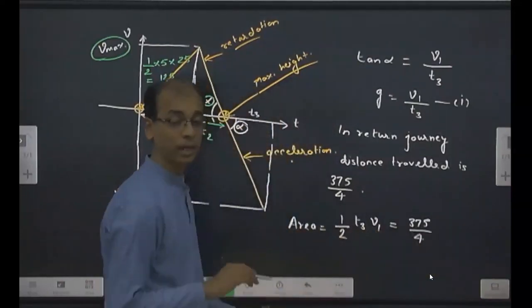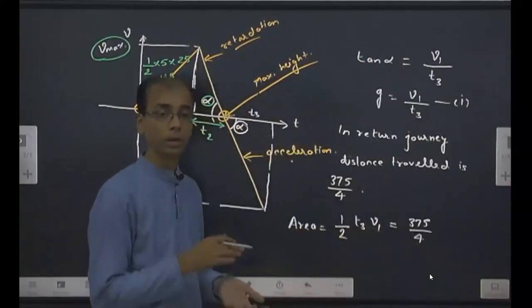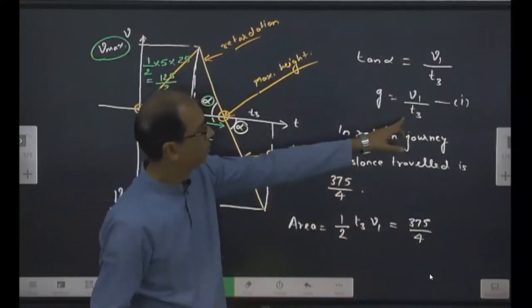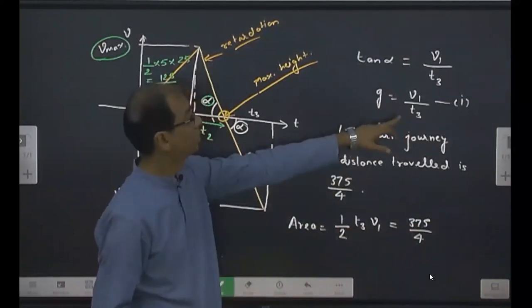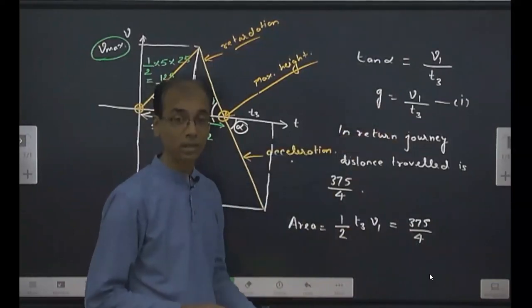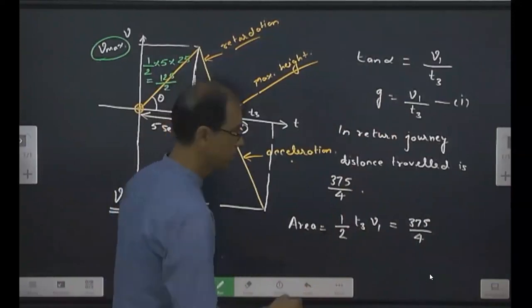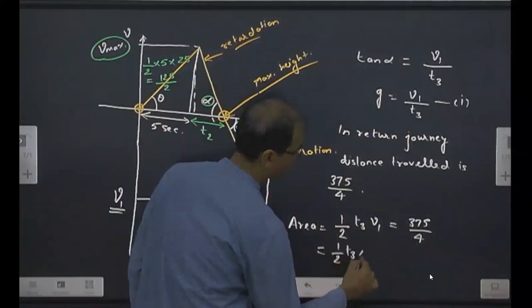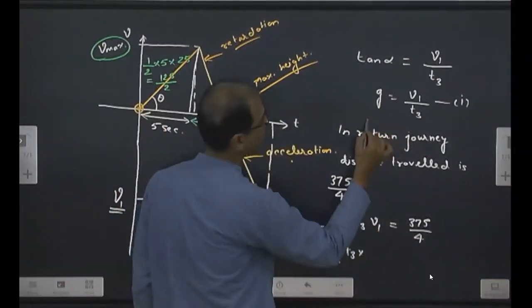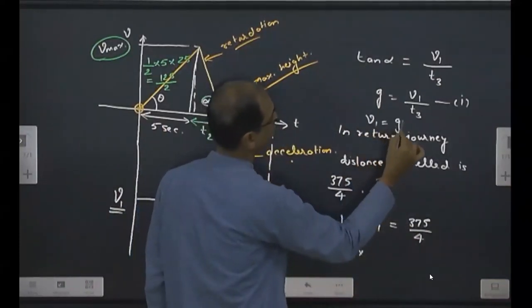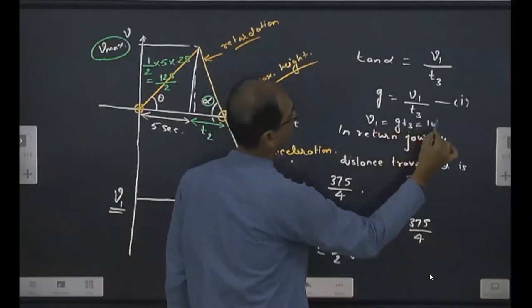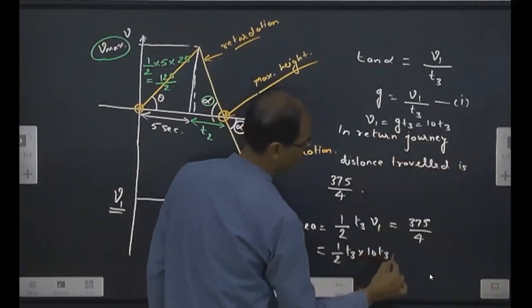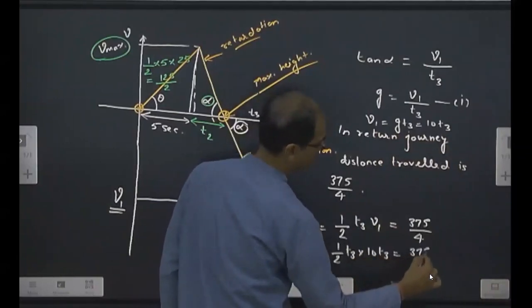But unfortunately, neither do I know V1 nor do I know T3. But one relation I know: G equals V1 by T3. So V1 equals what? G T3. That means 10 T3. I'll put in this one. So 1 by 2 T3 into V1, value from here, G T3. G T3 means 10 T3. I'll put it here. 10 T3 equals 375 by 4.